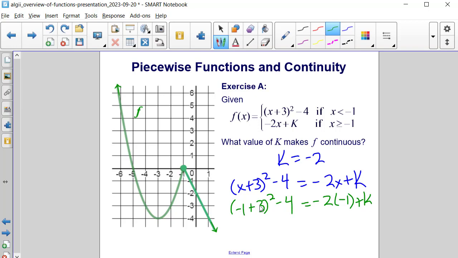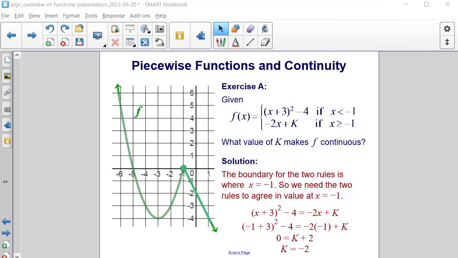When we evaluate this, we'll end up getting 2 squared, which is 4, and we'll have 4 minus 4 is equal to 2 plus k, and then 4 minus 4 is 0. 0 is equal to 2 plus k. So if we subtract 2 from both sides, we find out that k is equal to -2. So this is how we find that k value algebraically. And here's the solution to this example, and it does verify algebraically that the k value to make the function f continuous is -2.